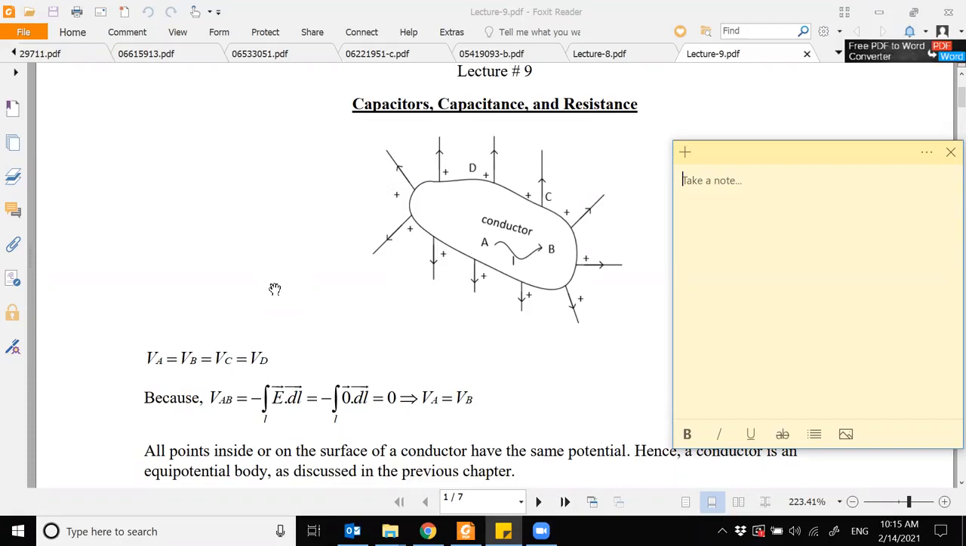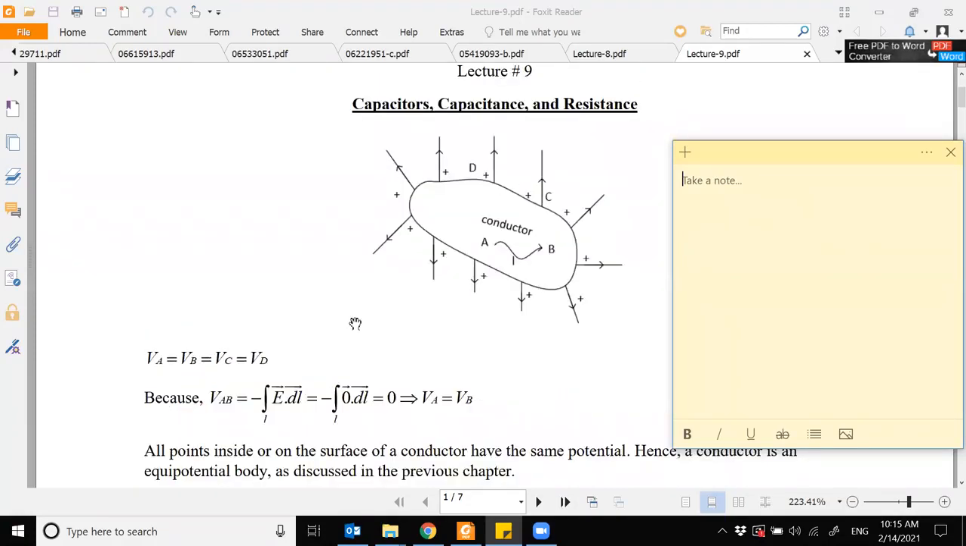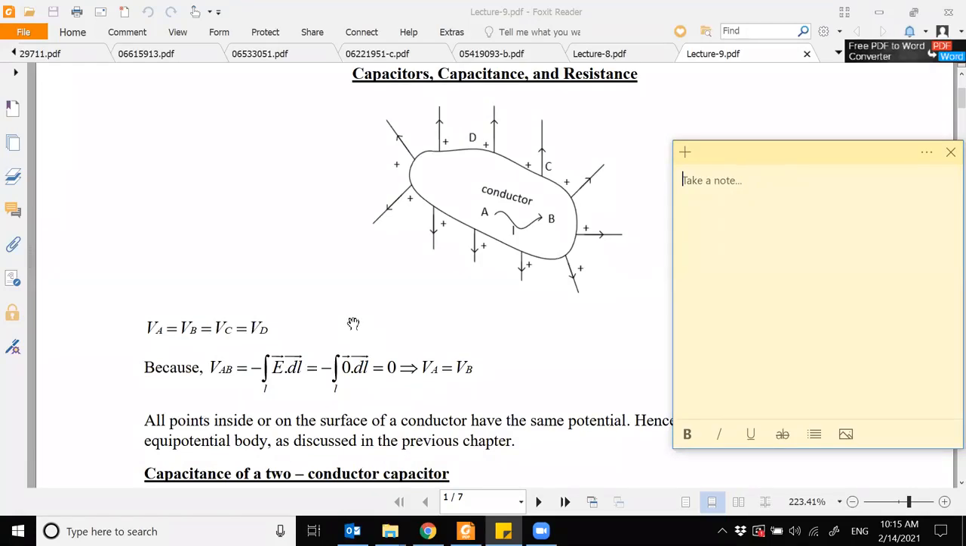The potential will be the same. And if the potential is the same, then that is called an equipotential body or equipotential surface. So now in our conductor also, it's the same. So a conductor is also called an equipotential body.